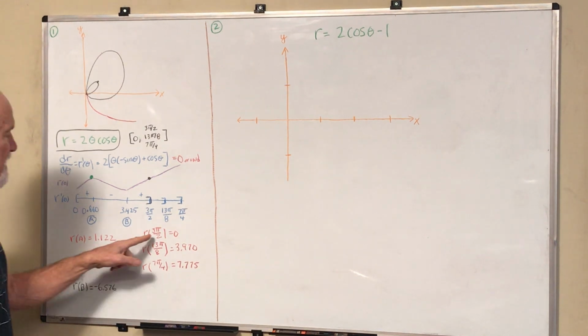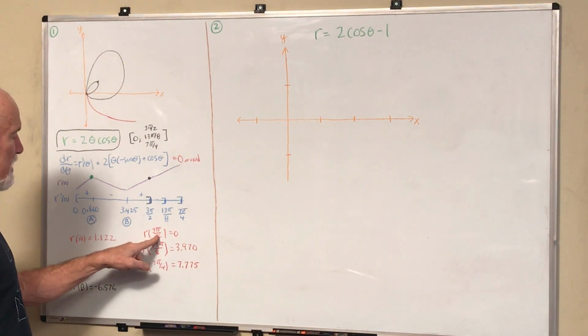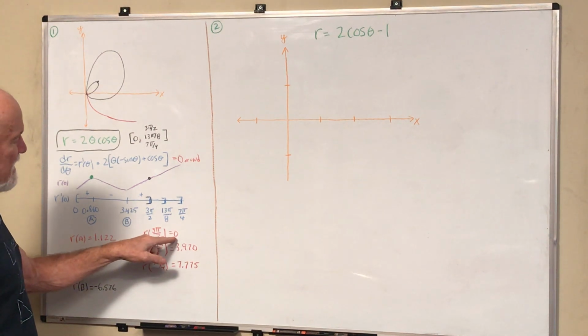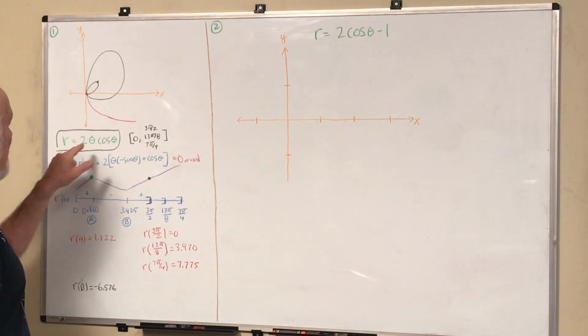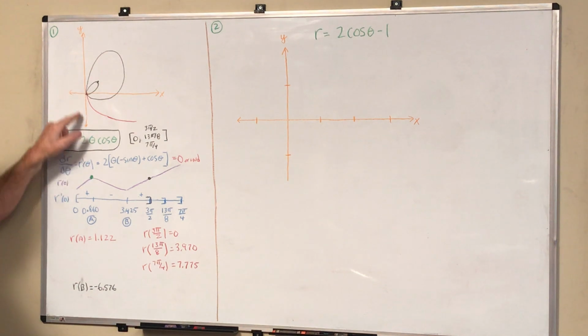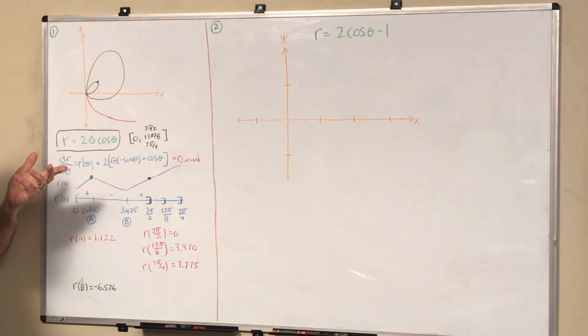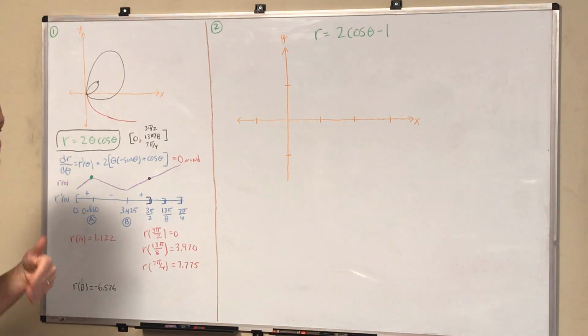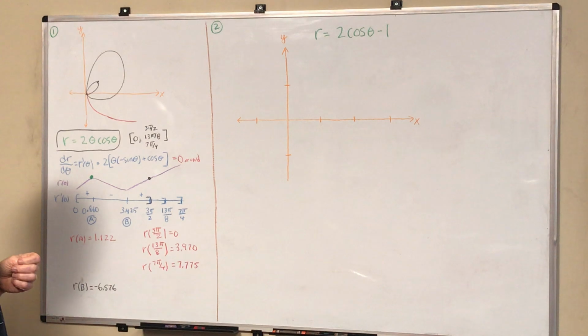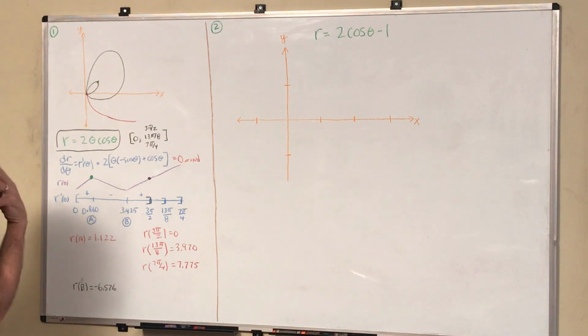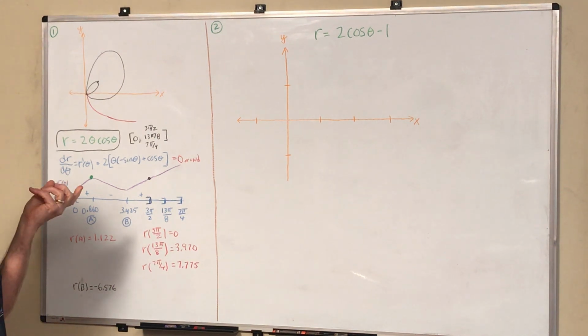When I plugged in 3 pi over 2, it turned out to be 0. You can kind of see that. At time 0, it's at 0. At time pi over 2, it's at 0. And at 3 pi over 2, it's 0. So the path hits the pole 3 different times in that interval. So, without looking, that would be kind of my thought at first.